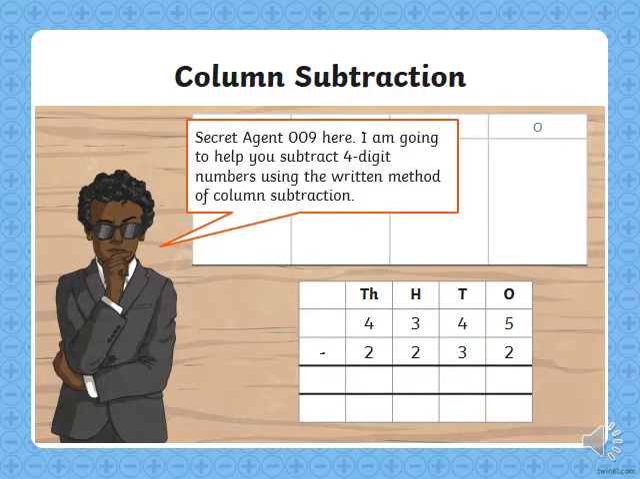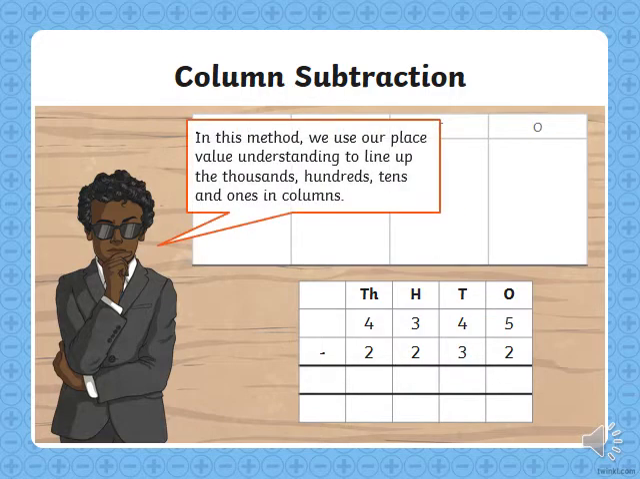Secret Agent 009 here, and he's going to help us subtract 4-digit numbers using the written method of column subtraction. In this method we use our place value understanding to make sure we line up the thousands, hundreds, tens and ones in the correct columns, just like when we were doing column addition.